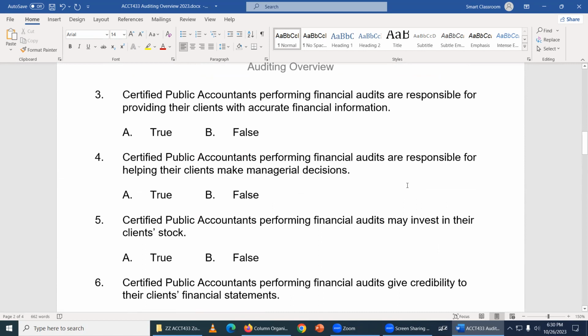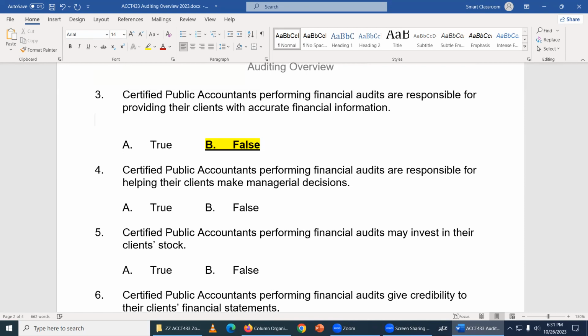Certified public accountants performing financial audits are responsible for providing their clients with accurate financial information. False. The clients provide the information. You're taking their information and using it to come up with it. Now, who do you perform the audit for? Usually it's for outside investors or outsiders, people who don't know.